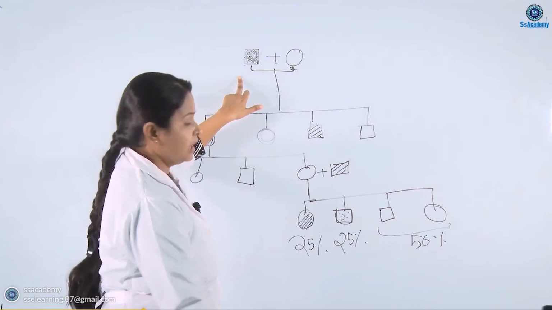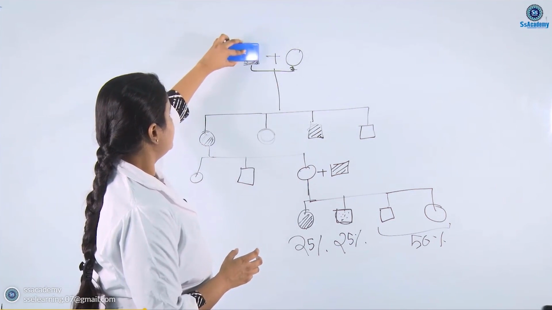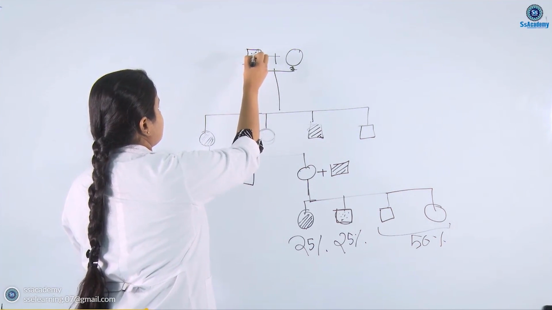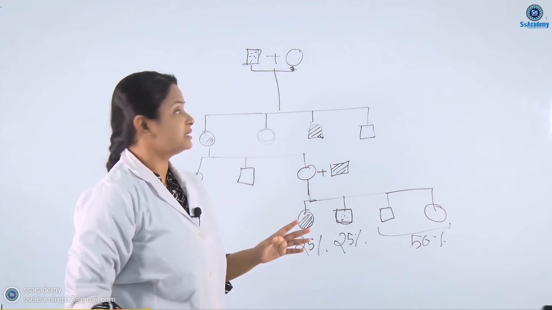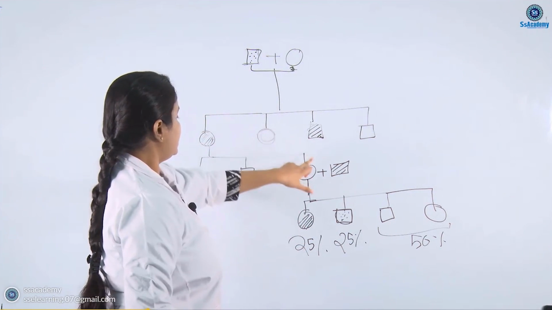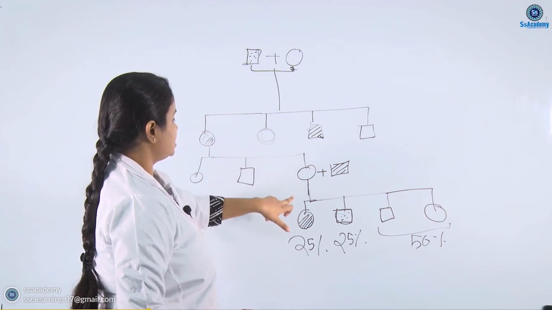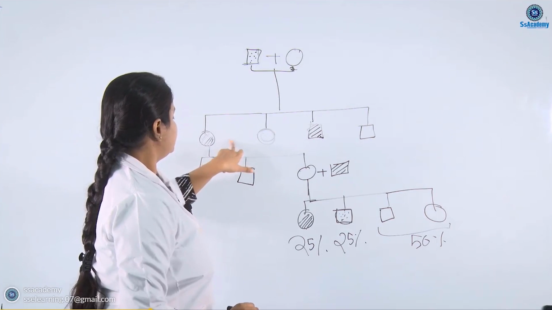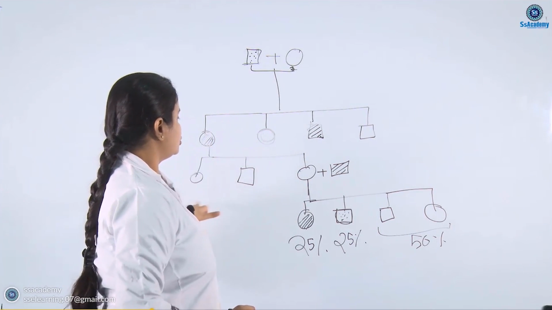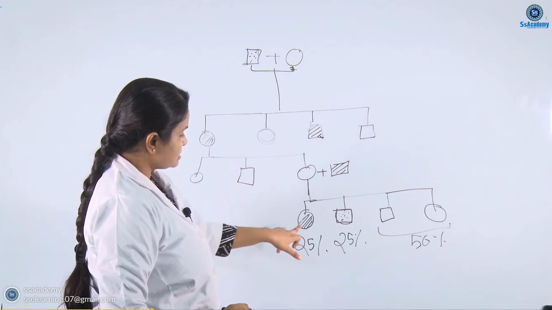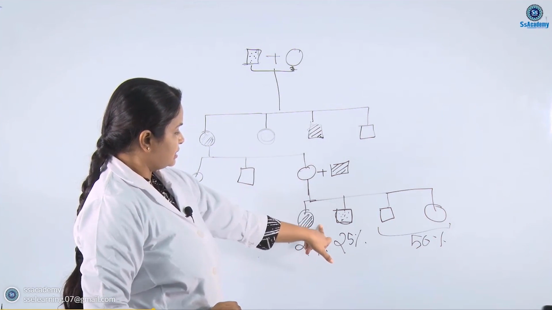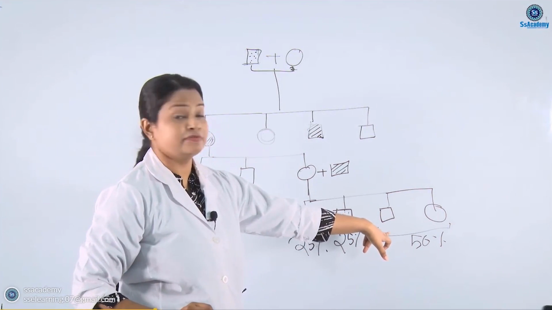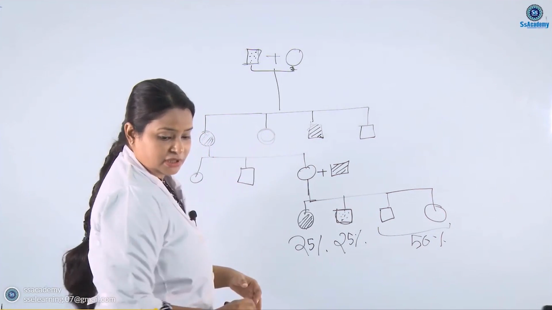See, one of the family is a carrier or affected. Suppose the father is a carrier and the mother is normal. So see, there is a generation skip, right? Second generation has disease and carrier. Third generation has no disease, and fourth generation has 25% carrier, 25% disease, and the rest, that is 50%, is normal. So this is autosomal recessive.